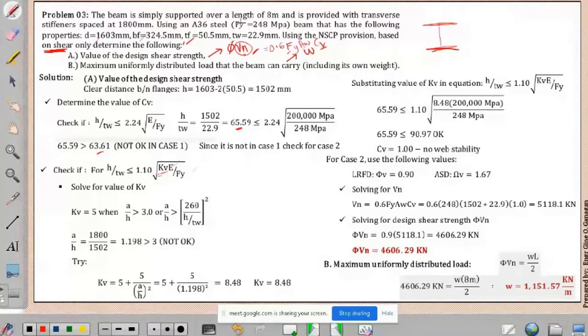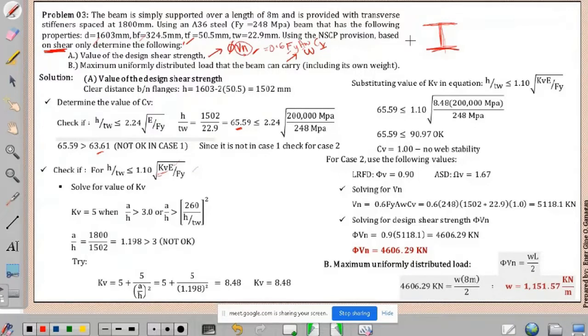So, the value of our KV, we get it from letter B. If you remember, the value of KV has two cases: one for unstiffened web and one for stiffened web. Letter A is the unstiffened web, and letter B is the stiffened web. What is mentioned here is an I shape, so with an I shape, our web is a stiffened web. So let's go to number 2.